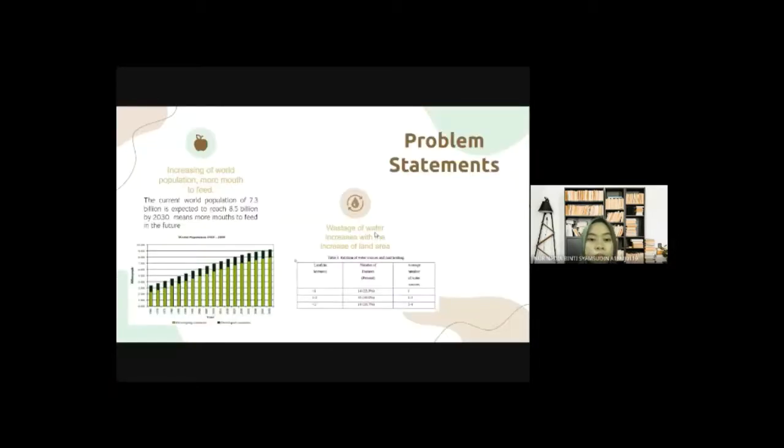For the problem statement, increasing world population means more mouths to feed. According to the United Nations, the current world population of 7.3 billion is expected to reach 8.5 billion by 2030, meaning more mouths to feed in the future. Next, wastage of water increases with the increase of land area. Based on research from the Asian Journal of Advances in Agricultural Research in 2020, it is shown that as the land area increases, water sources used also increase.